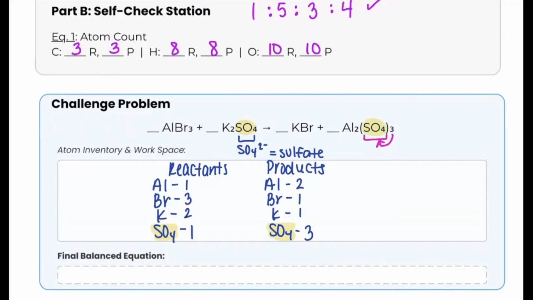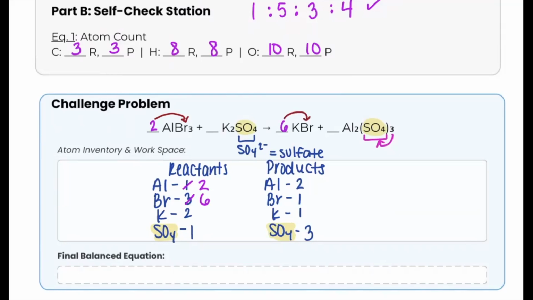The first thing that catches my attention is the aluminum. There are 2 aluminums on the right and only 1 on the left. So we add a 2 in front of AlBr3. And that balances out the aluminum. But it also changes the bromine because now I have 6 bromines, right? 2 times 3 is 6. To balance the bromines, we have to add a 6 in front of KBr on the right.